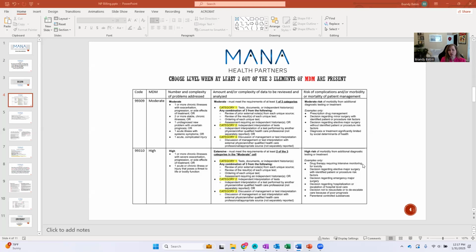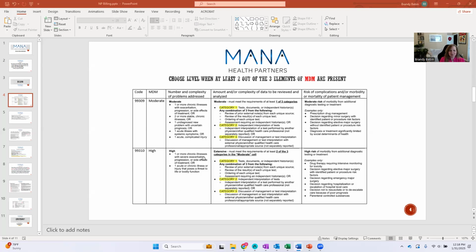And then to meet this criteria is the high risk of morbidity/mortality. So we're talking about drug therapy requiring intensive monitoring, not Coumadin. So that could include gentamicin, vancomycin, daptomycin, things that we're reviewing intense monitoring for. It could be the discussion of any kind of major surgery, elective surgery, emergency surgery. The decision regarding hospitalization. If you have a patient that you are hospitalizing, you've got a sick patient. Based on that, they meet the criteria of a 99310.